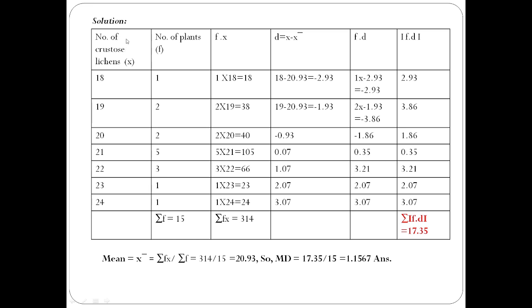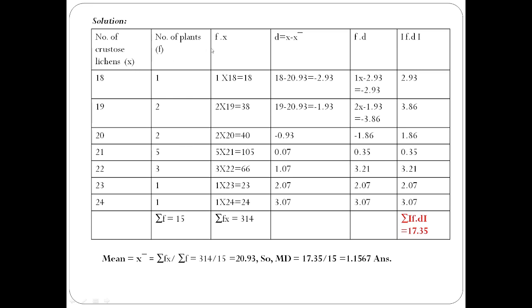We need to arrange the data in tabular form. Here is the number of crustose lichen, which is x: 18, 19, 20, and so on. The number of plants is 1, 2, etc. That is, 18 crustose lichen are present in one plant, 19 in two plants, 20 in two plants, and for 21 crustose lichen there are 5 plants.